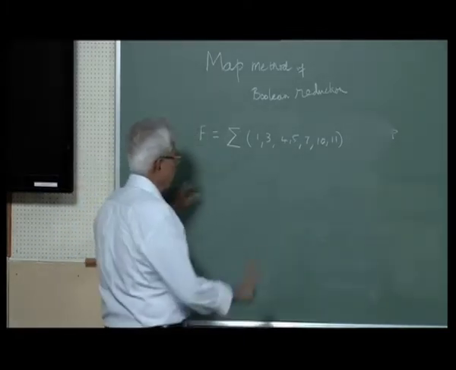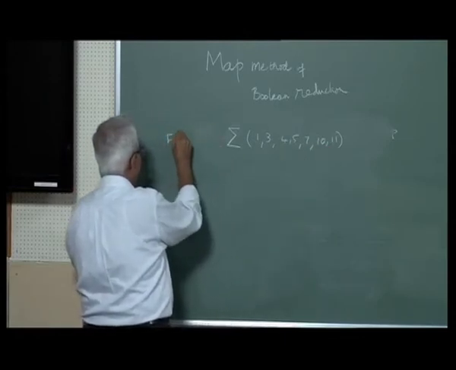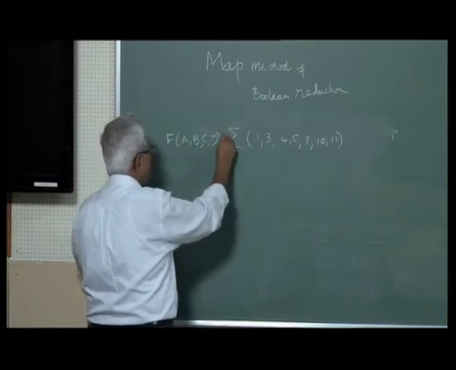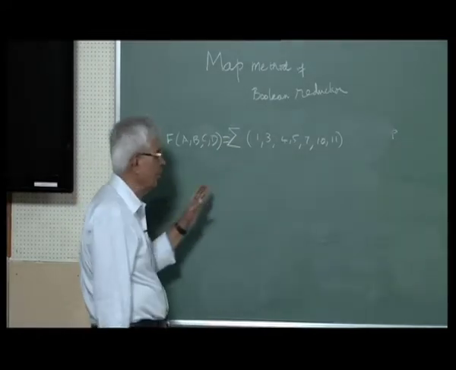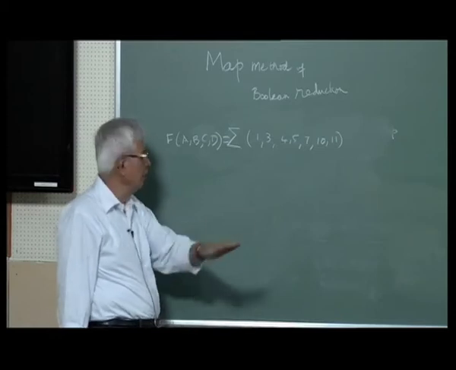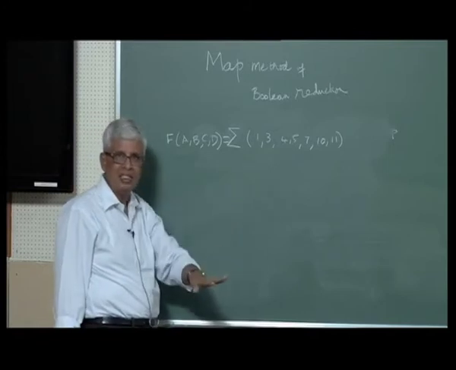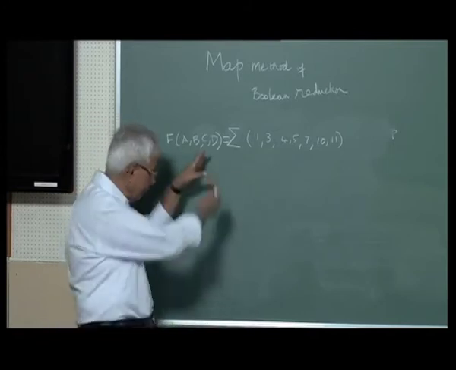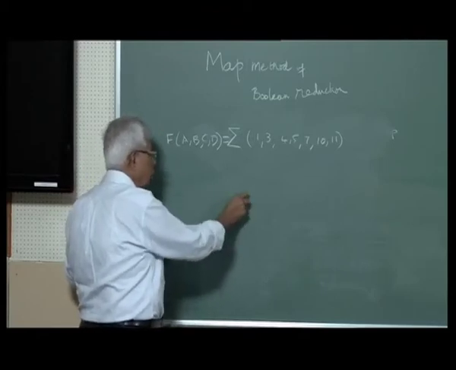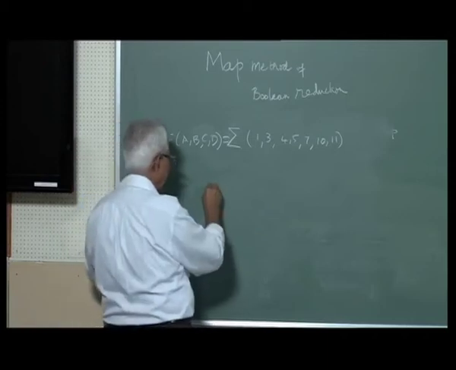This is 4 variables because up to 15 is there. If you want to be explicit, you write here that ABCD is a function. 0 to 15, 16 minterms are possible, out of which the following minterms 1, 3, 4, 5, 7, 10, 11 are 1s, all other minterms are zeros. So I don't have to write the truth table A, B, C, D, F, 0 0 0 0 0, all that I don't have to write. So I now directly go for the K map.